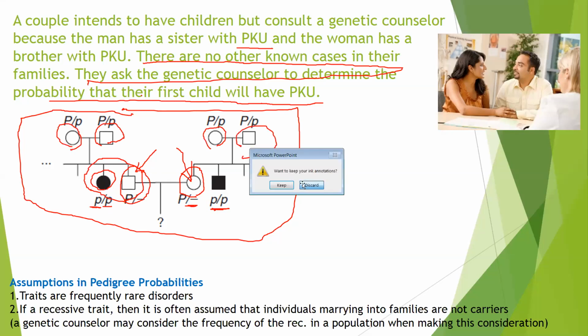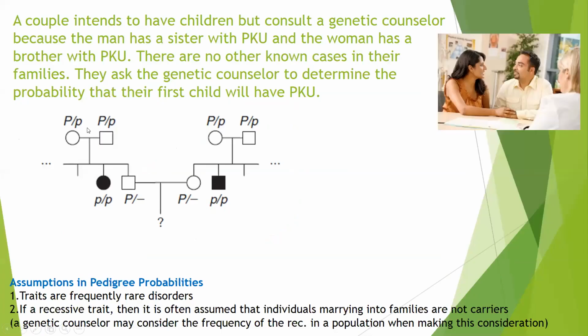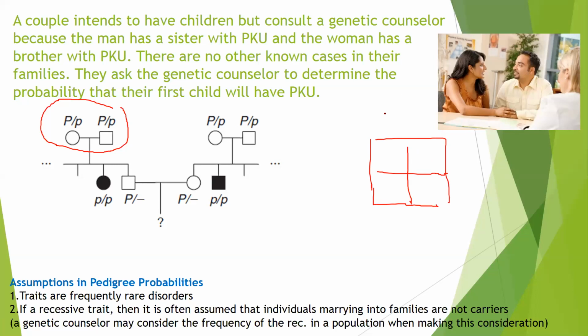Let me remove this. Now, if we look at the mating for this family, this is exactly like the classical one gene, two allele, monohybrid cross, right? For one parent, there are two possible gametes. For the other parent, the same. And so these are the genotypes: big P big P, big P small p, small p big P, and small p small p.